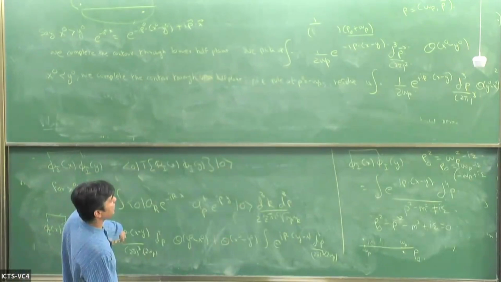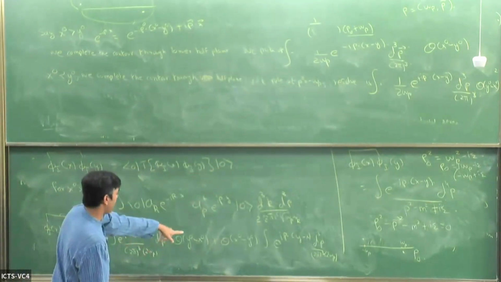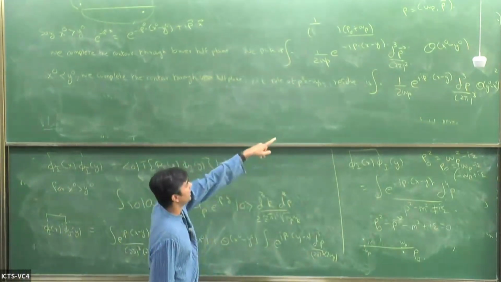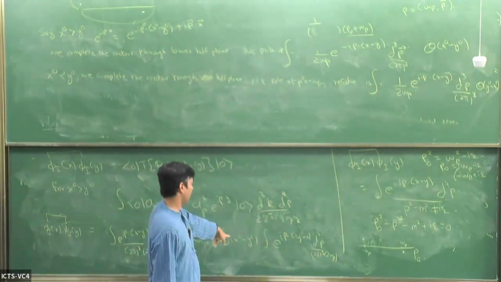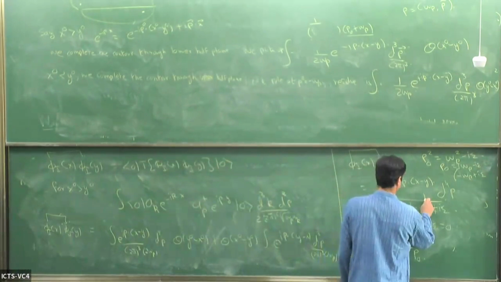So it looks like e to the i p dot (x minus y) into theta of y0 minus x0, plus e to the i into p of y minus x, which I've written as minus i p dot (x minus y), in the case when x0 is larger than y0. Okay, I should have put a factor of i here. I forgot to do that.